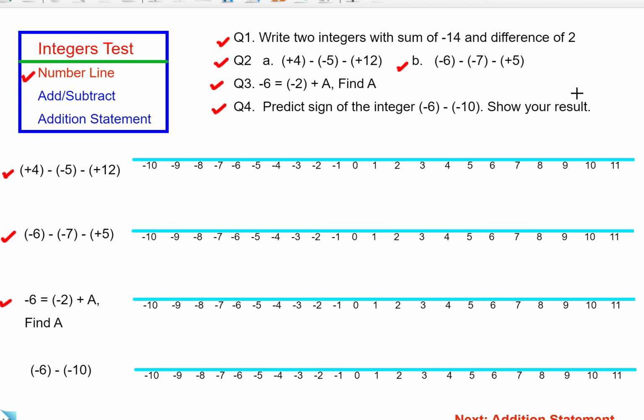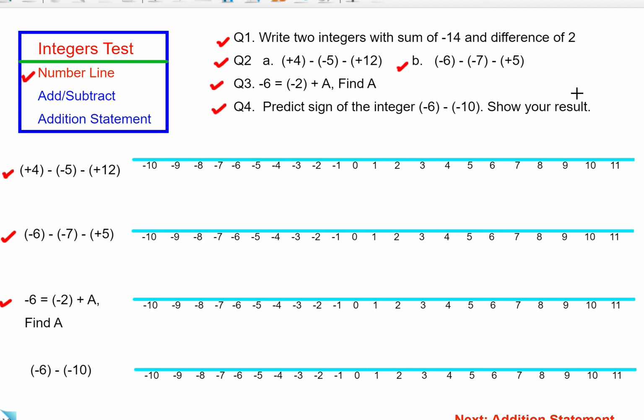Predict the sign of the integer minus 6 minus minus 10. Looking at this statement, you need to predict the sign first. Once you predict the sign, then work it out and find the answer. Show your work on the number line. So these are the 4 questions for you. I'd like you to answer these questions and then look into my suggestions.